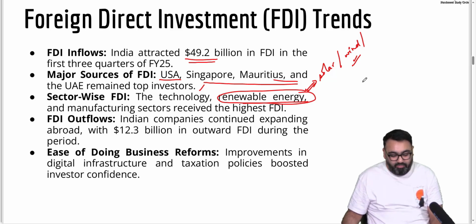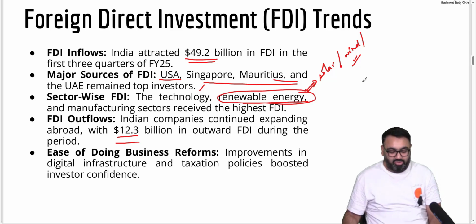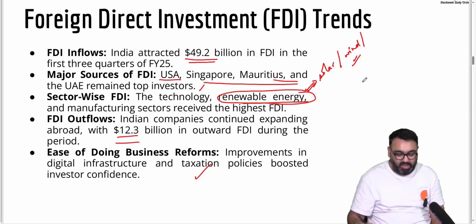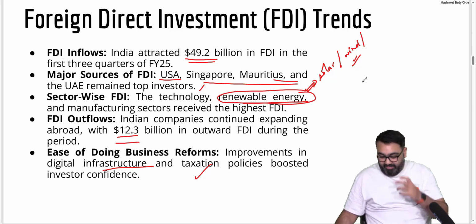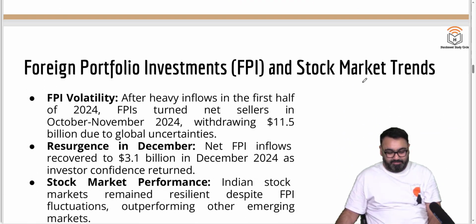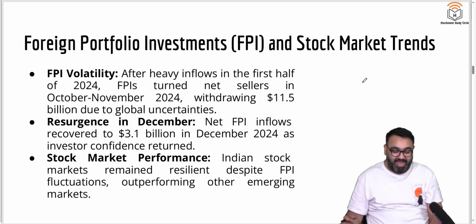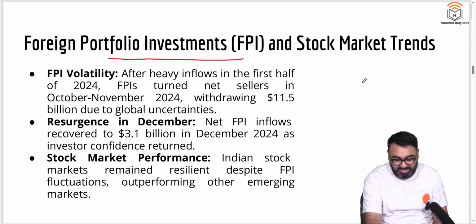Then FDI outflows also happened. Many Indian companies also got their money invested in other countries. About $12.3 billion went outside India in the form of FDI. The government tried to improve ease of doing business as well by having better taxation policies, by giving a push to digital infrastructure as well, so that investors can come in and invest their money easily without many hassles.